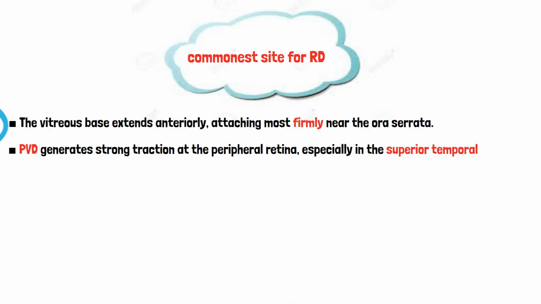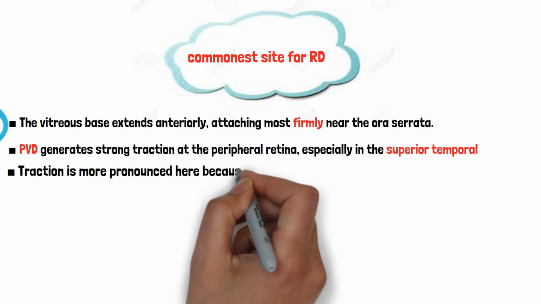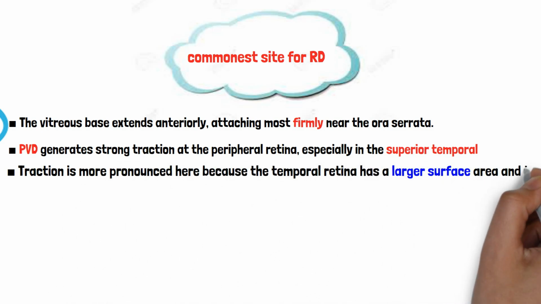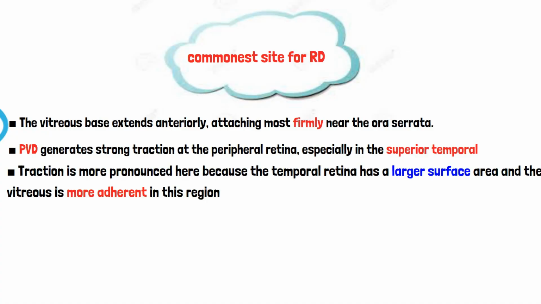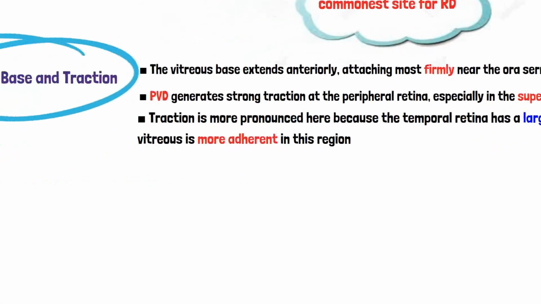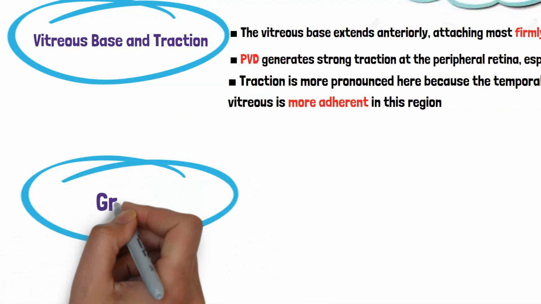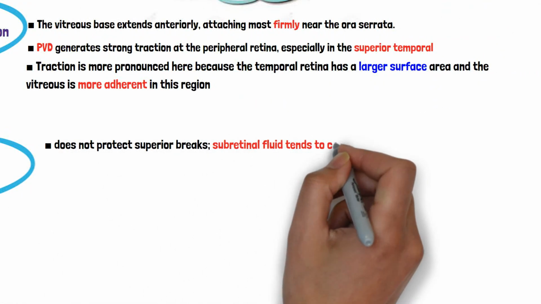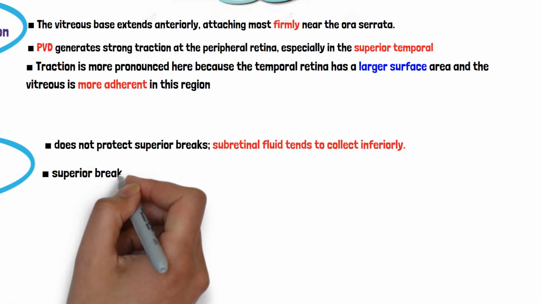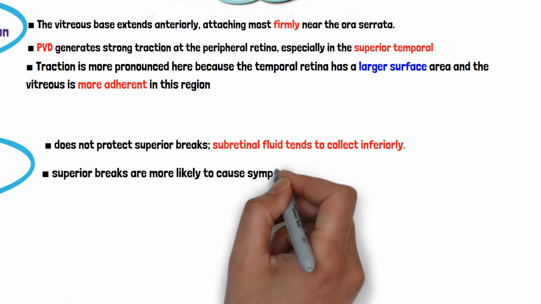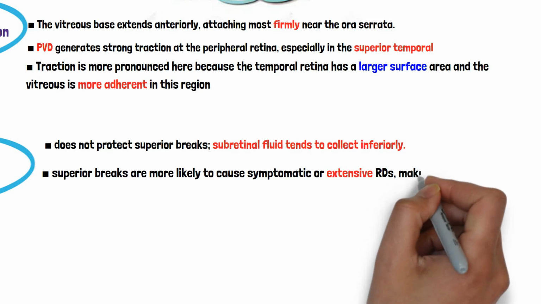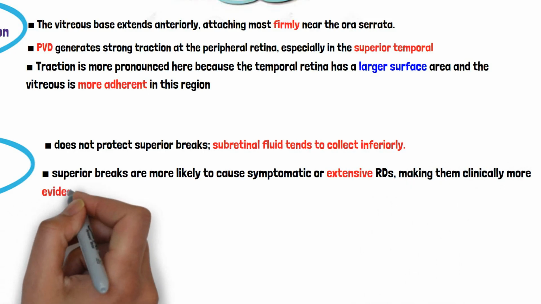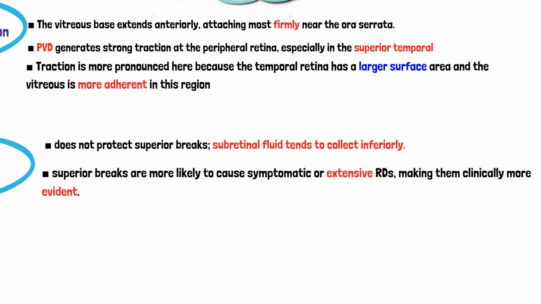This is because the temporal retina has a larger surface area and the vitreous is more adherent in this region. Second, gravity. Unlike inferior breaks, gravity does not protect superior ones. Subretinal fluid tends to collect downward, making superior breaks more likely to progress into symptomatic or extensive retinal detachments. That's why they are the most clinically significant.